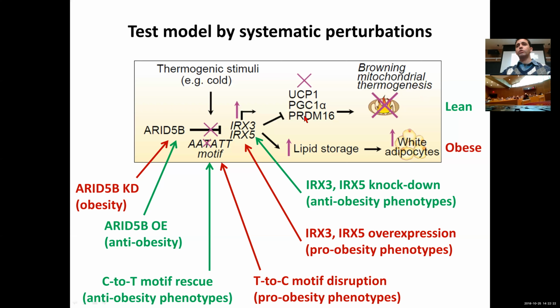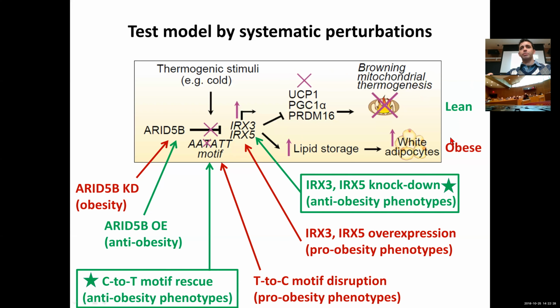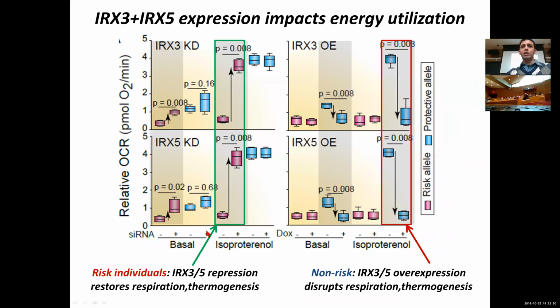The result was dramatic. We found that at any one of these stages, we could actually flip back and forth between lean and obese phenotypes. If you changed the expression of IRX3, overexpressing it or knocking it down, you found that in the risk individuals, you would lead to a massive increase, and in the non-risk individuals, you would lead to a massive decrease in relative oxygen consumption rate, which is a measure of thermogenesis.